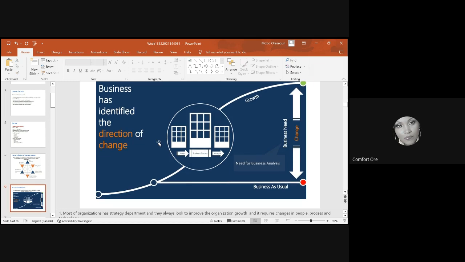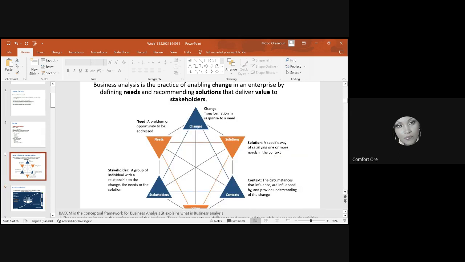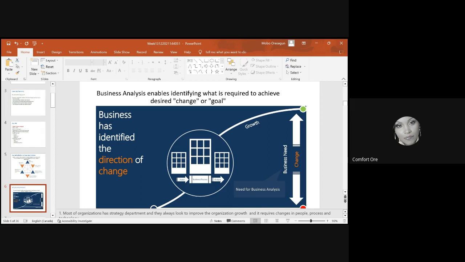So here we're looking at identifying the change or the goal of a business analyst. So slides 5 and 6 are about the same. They feed off of each other. So we're looking at why a business analyst, identifying what is required to achieve everything within the confines of working as a business analyst.